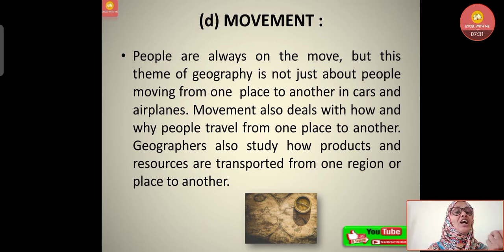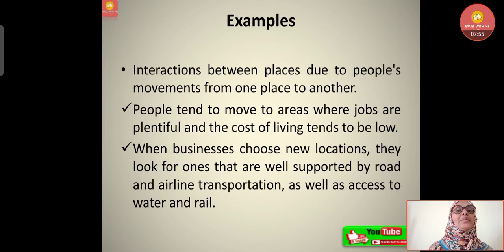Geographers also study how products and resources are transported from one region or place to another. For example, in our country earlier, the Britishers, the Westerners, came here in search of spices. That means spices, the resources, attracted them, and they moved from one place to another in search of all these things. Now let's see the examples.